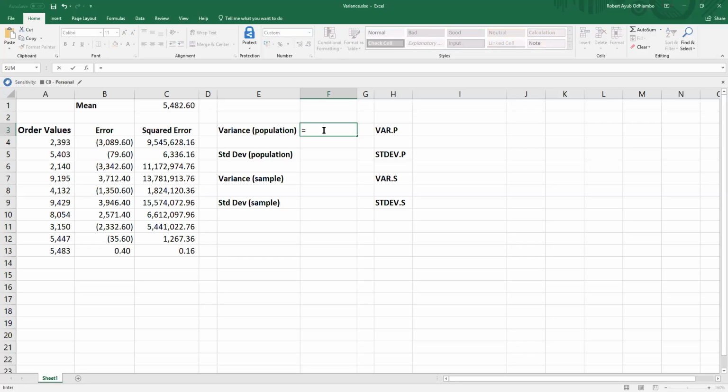So the variance of a population is normally the average of the squared error. You get the average of this value by selecting that and dragging the range, then press enter. It comes to approximately 6.4 million, 6,395,000. The standard deviation is normally the square root of the variance. So you select the square root and select that particular field.